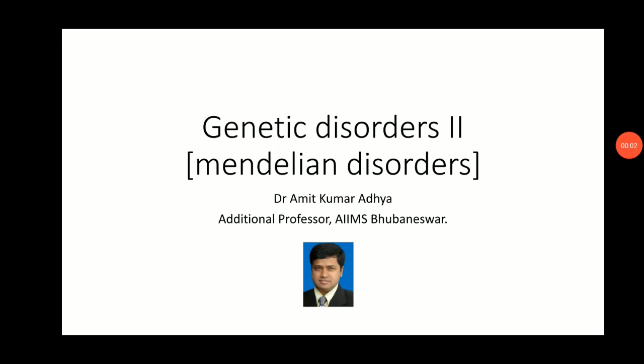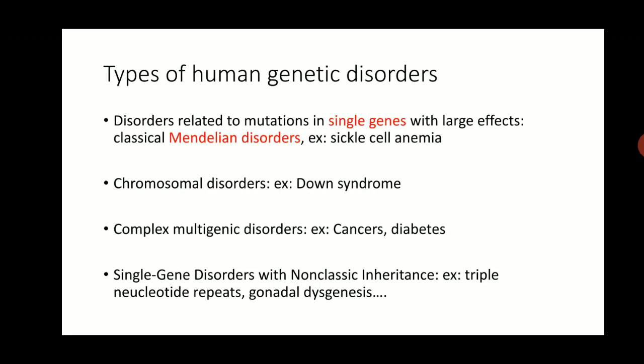Hello students, welcome back. In this video, I shall discuss some of the common genetic disorders. Human genetic disorders can be classified into 4 types. The Mendelian disorders, which follow the classic Mendelian laws of inheritance, also known as single gene disorders with large effects, the best example being sickle cell anemia.